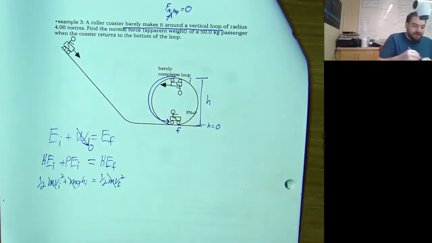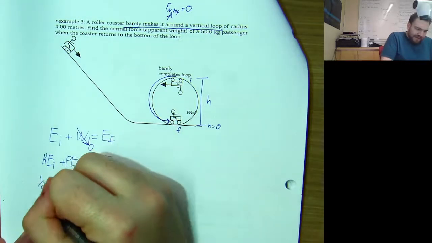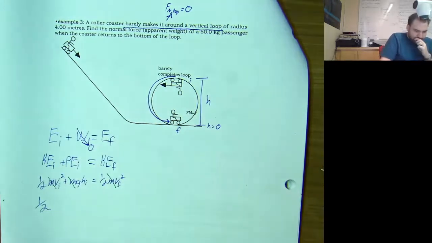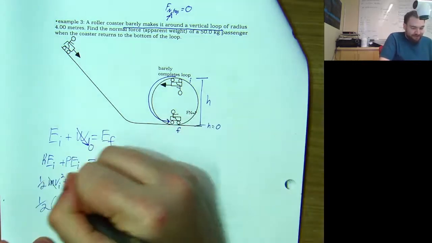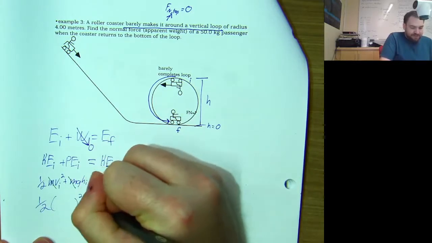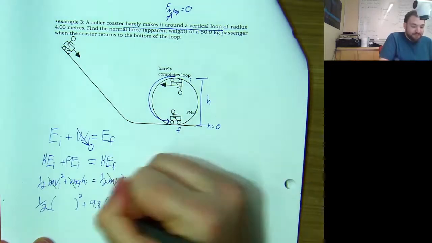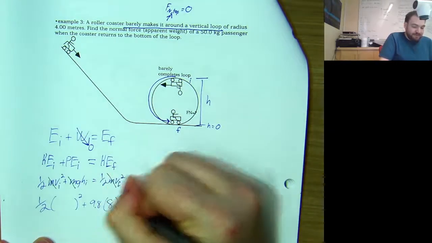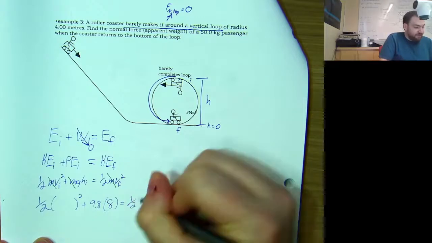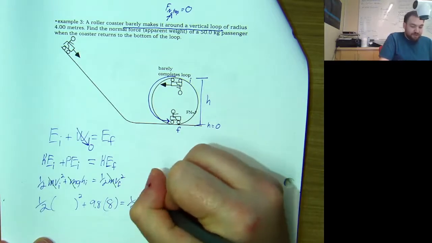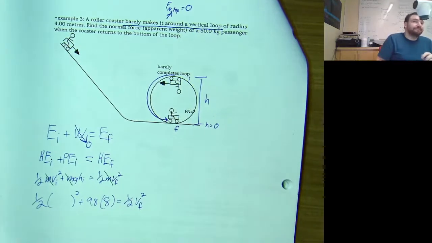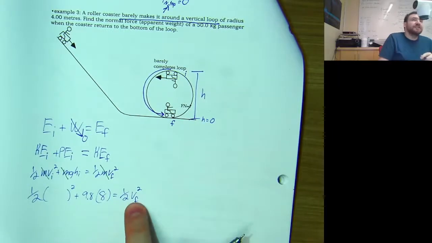Let's plug some stuff in. 1/2, okay, what is my v initial? Doesn't say. Shoot. Okay, so we're going to leave that open. Plus 9.8, my initial height. That's a 4-meter radius loop, so my height is 8 meters. That's going to equal 1/2 v final squared. That's what we're looking for. So I want to find the speed at the bottom of the loop.